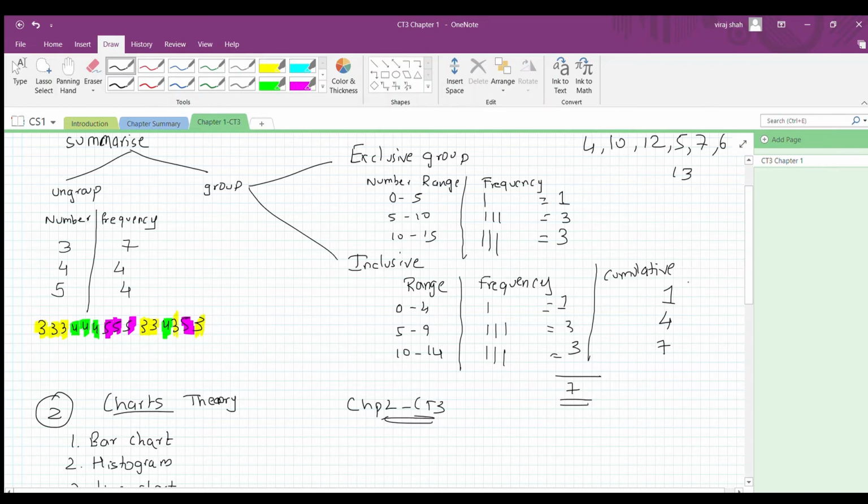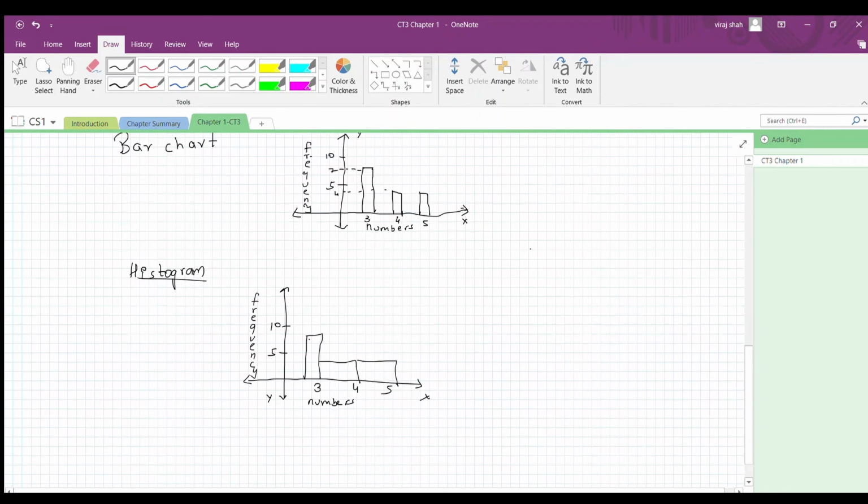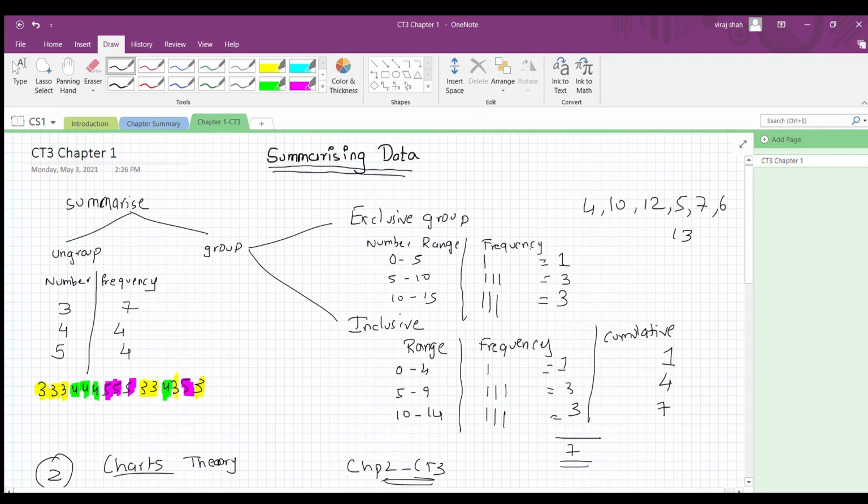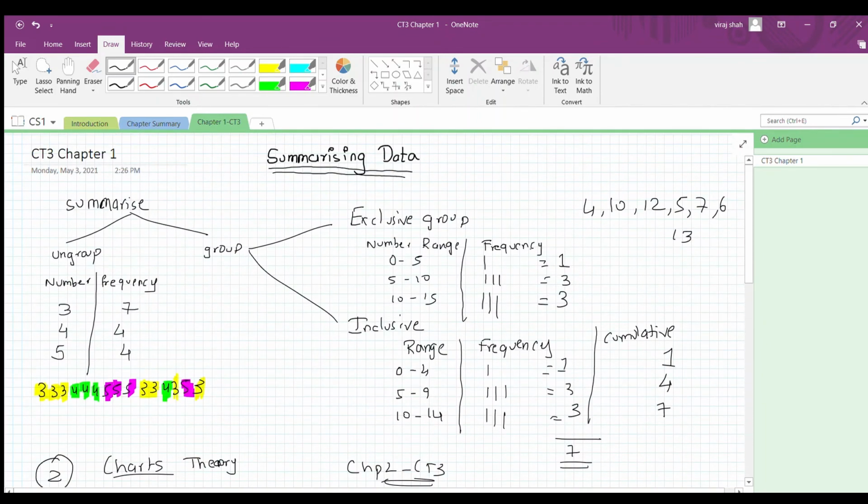This you must have done in 12th or HSC or something university. It is pretty easy and it is pretty manageable. So yeah, this is histogram, this is bar chart, and this is how we summarize our data.